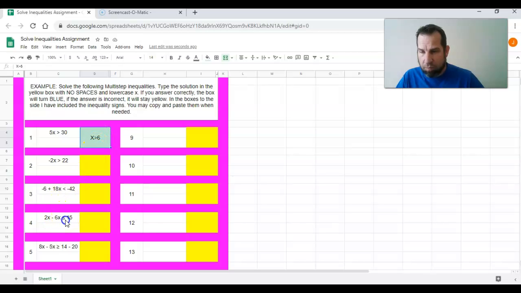Down here for 4 and 5, you're going to need to copy and paste the inequality sign because that sign is not on your keyboard, obviously. So you'll have to copy and paste the inequality sign for 4 and 5. But that is pretty much it. If you have questions, you can ask. But I hope that helps.